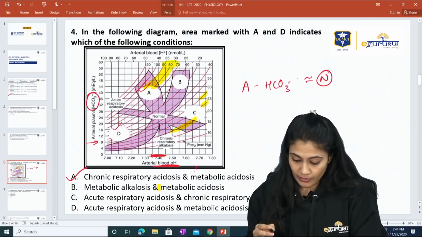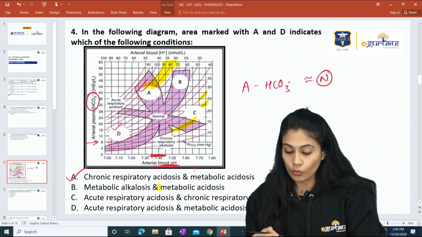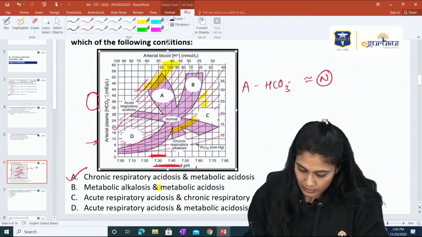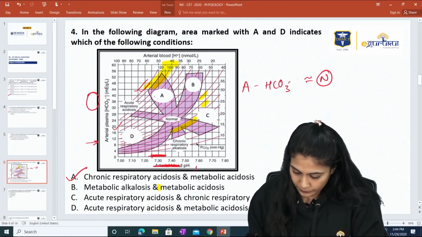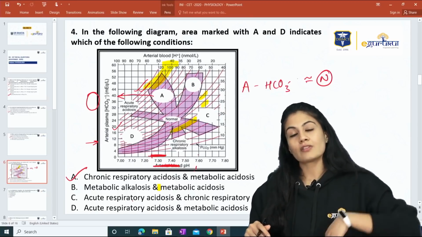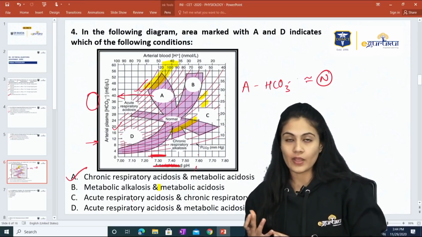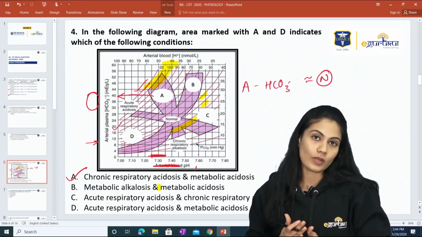The bicarb levels are normally 18 to 24, but if you see in this diagram, in the A format, what is happening? The bicarb levels reach 40. That means it is trying to compensate, and that's why it is not acute, it's a chronic one, right?